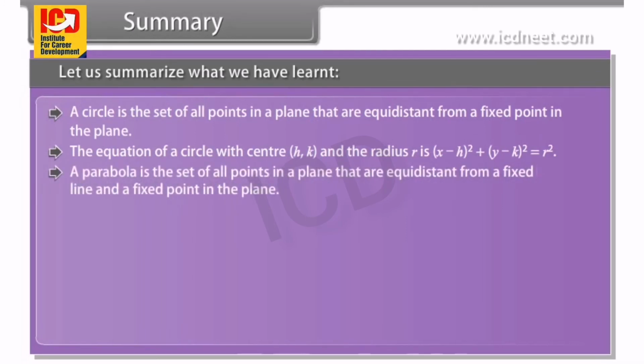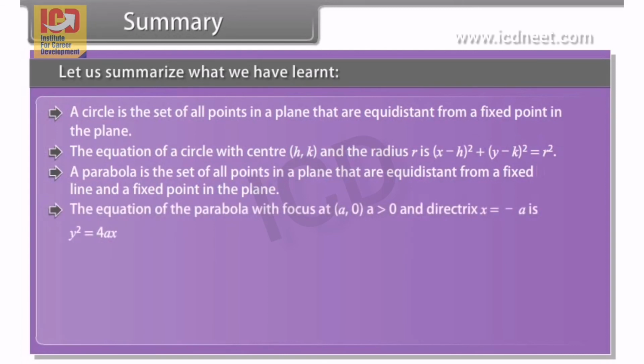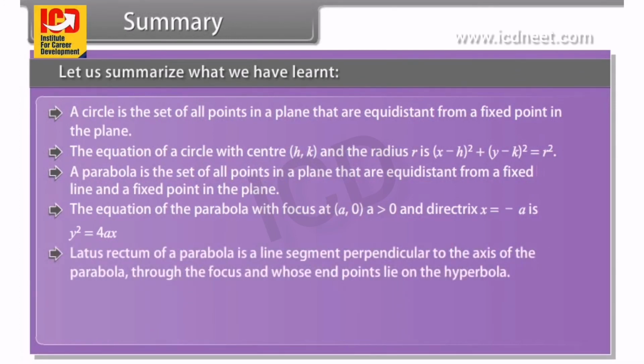A parabola is the set of all points in a plane that are equidistant from a fixed line and a fixed point in the plane. The equation of the parabola with focus at (a, 0), where a is greater than 0, and directrix x is equal to minus a is y square is equal to 4ax. Latus rectum of a parabola is a line segment perpendicular to the axis of the parabola, through the focus and whose endpoints lie on the parabola. Length of the latus rectum of the parabola y square is equal to 4ax is 4a.